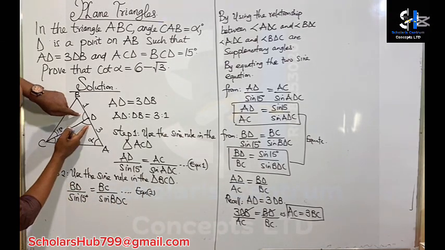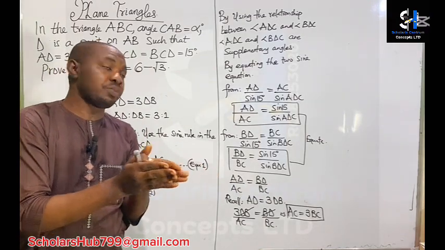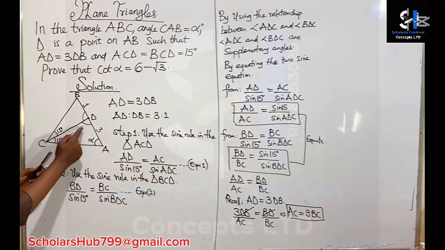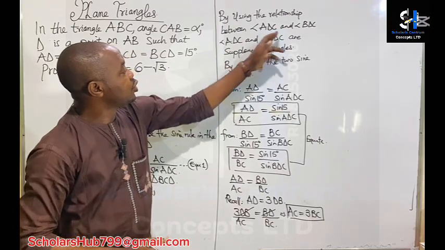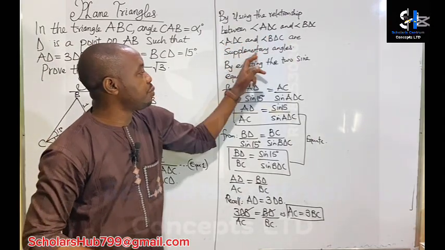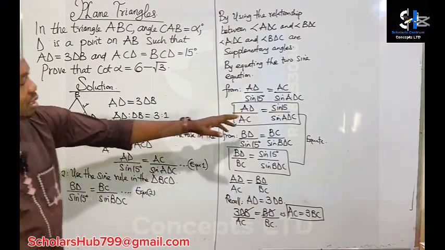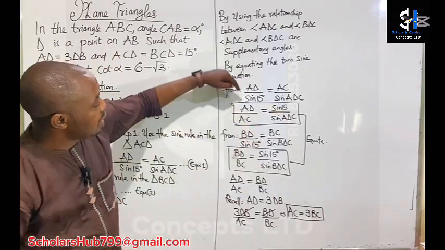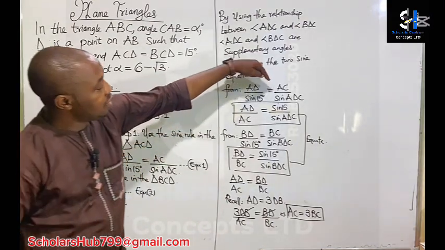But BDC and ADC are supplementary angles. So because they are supplementary angles, we can see from here, this is ADC and BDC, the relationship between them is that angle ADC and BDC are supplementary angles. We're now going to equate the two sine equations, which means they will be equal.